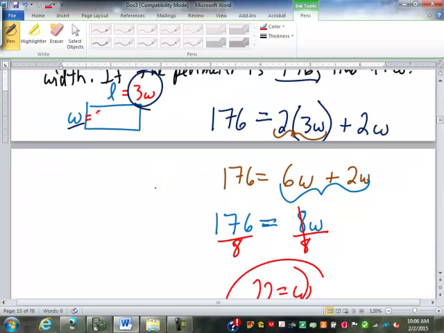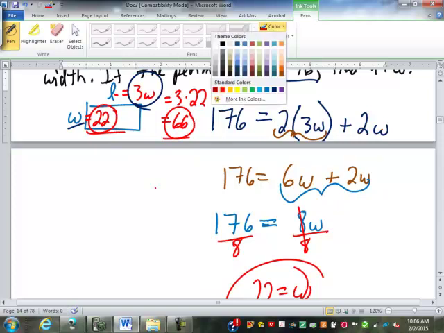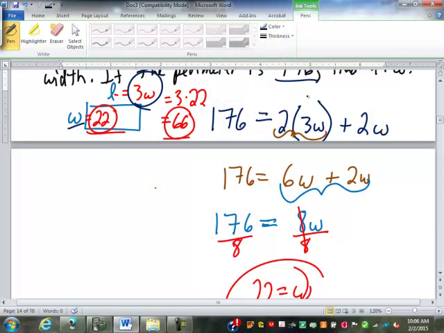So that means you can come up here, the width is 22. We need to find the length, which will be 3 times W. 3 times 22, or 66. And then we can go back and plug those in the formula if you wanted to and add them up and make sure that adds to 176 for the perimeter, and it will. But if you were doing this on your own, I would recommend you go double check that before you accept that as your final answer.